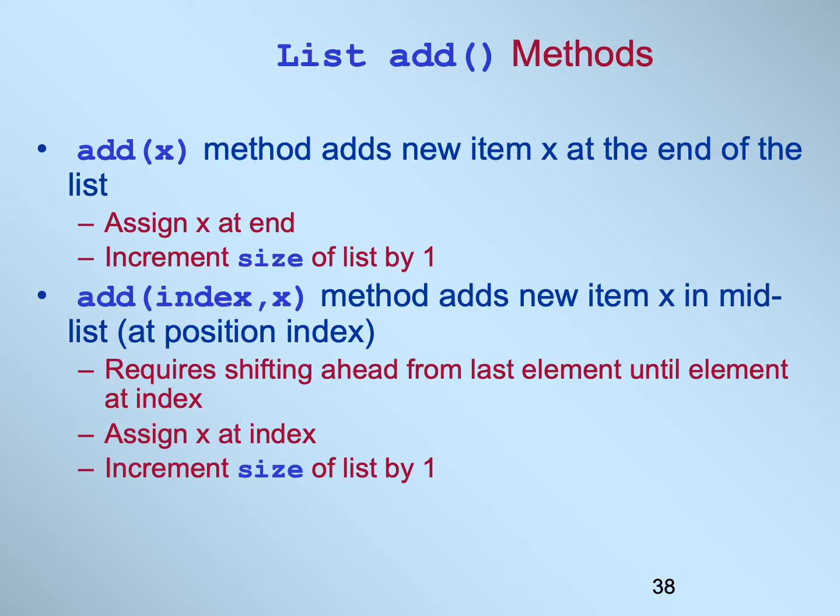In ArrayList, we can use the add method. The add(x) method adds a new item x at the end of the list. So it will increment the size of the list by 1. If we write the add(index, x) method, it adds the new item x in the middle of the list at whatever position the index value is. It requires shifting elements from the last element until the element at the index. It will assign x at the index that we wrote, and it will increment the size of the list by 1.